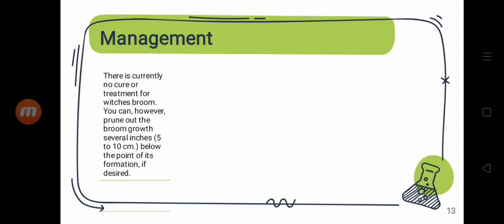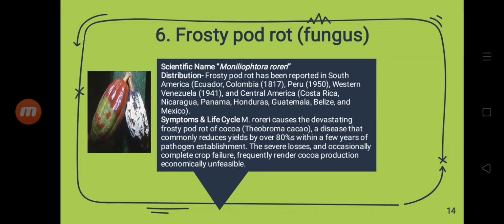Next is the management. There is currently no cure or treatment for witch's broom. You can, however, prune out the broom growth several inches below the point of its formation if desired. Number 6. Frosty pod rot. So this is the frosty pod rot disease of cacao.